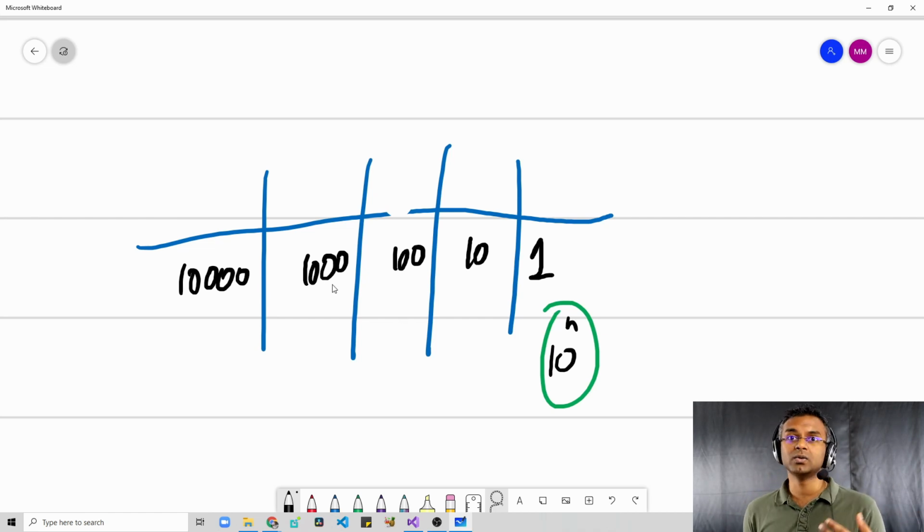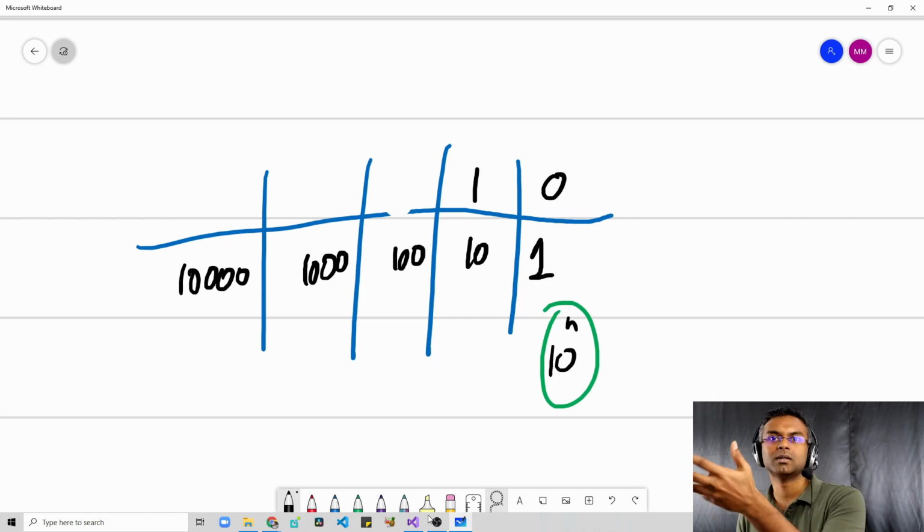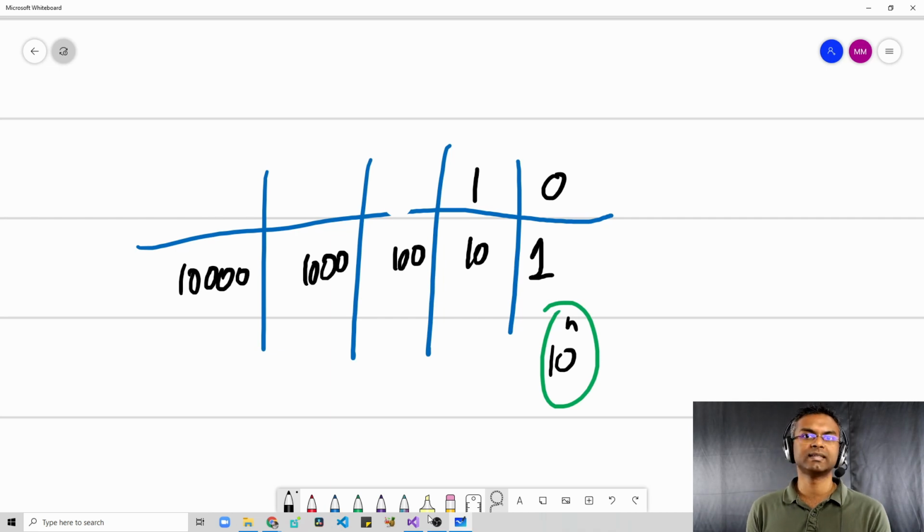Because we have these places in place, no pun intended, we can easily represent numbers. If you want to represent the number 10, all we need to do is go over here and put 1, and then put 0. We don't need the zeroth place, right? And if you want to represent 110, you just put 1 over here. So this is 110, right?